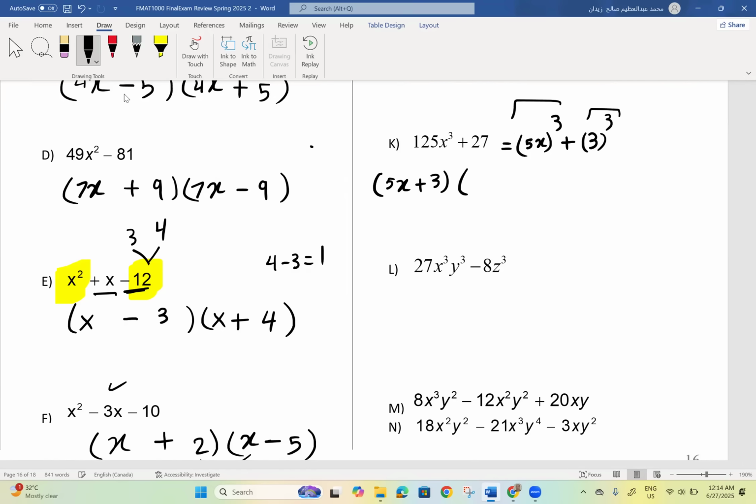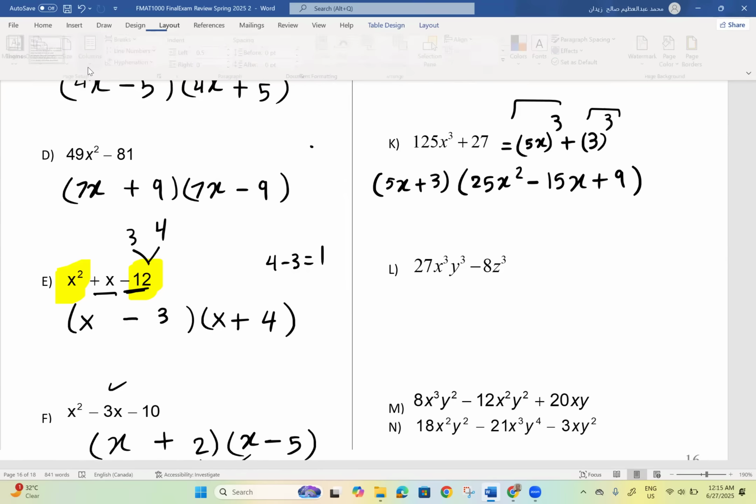And after that, from this binomial, you get the other one. Square 5x, 25x squared, and change this plus to a minus here. And the 3 times 5x is 15x. And finally, square 3 to be 9. This is a factorization of a sum of two cubes. Okay. I hope everything is clear.